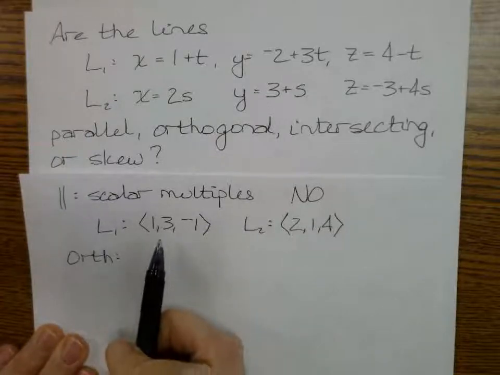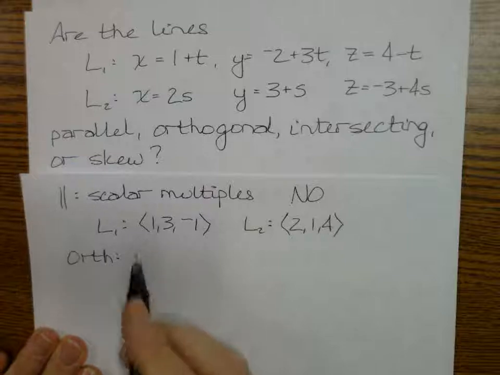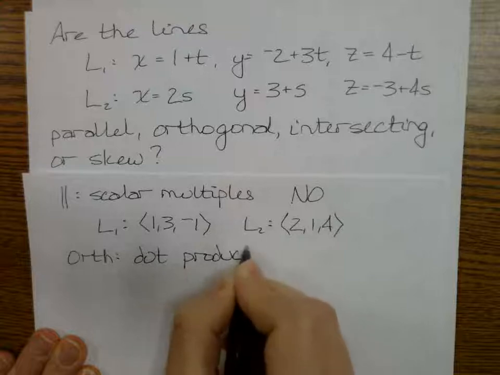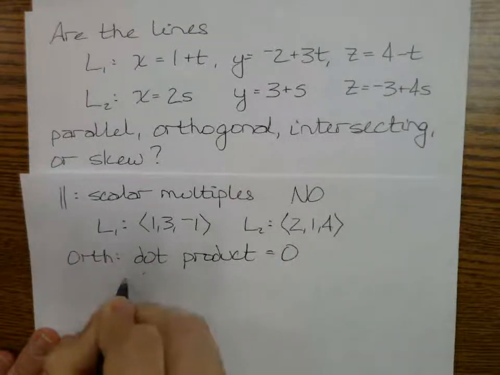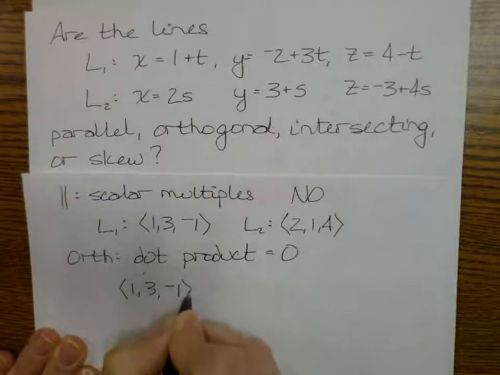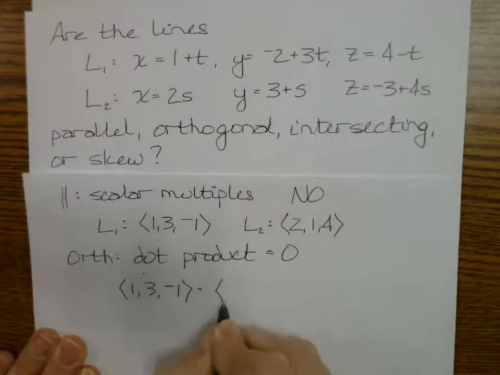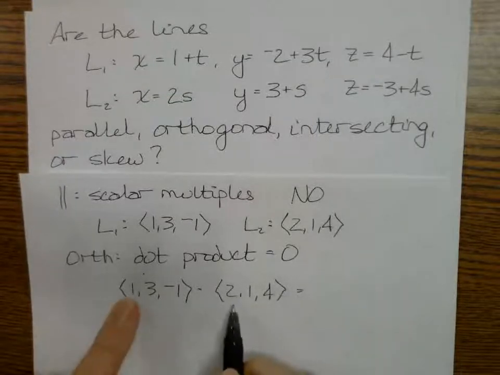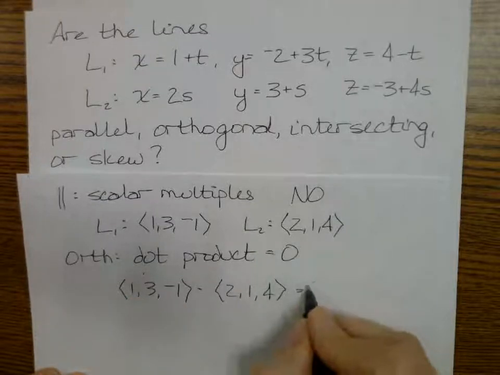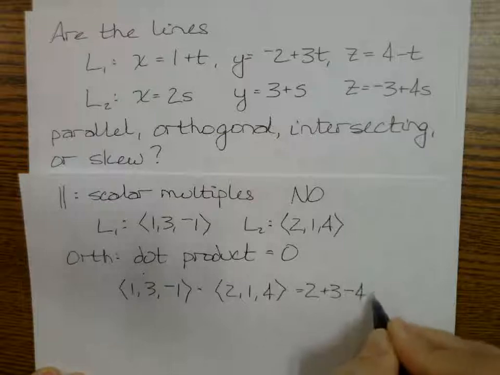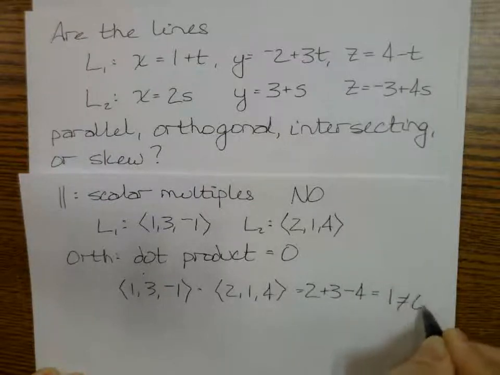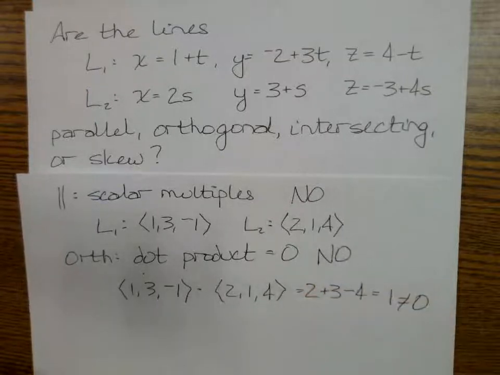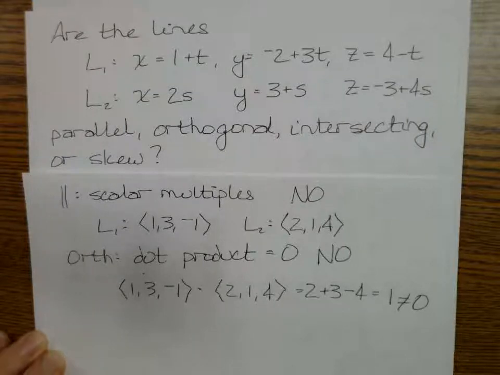I know that if two lines are orthogonal, then the dot product of their direction vectors should be 0. Let's give that a try. If I do the dot product, 1, 3, -1 with 2, 1, 4, I get 2 plus 3 minus 4, which is 1, which is not 0. So that's a big no on orthogonal too. So either they intersect or they're skew.